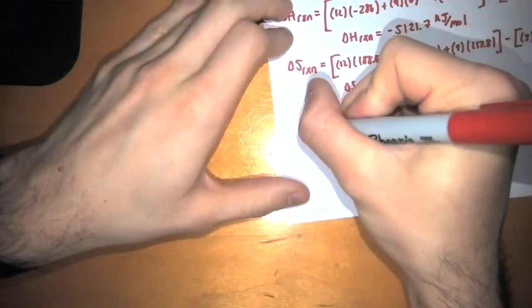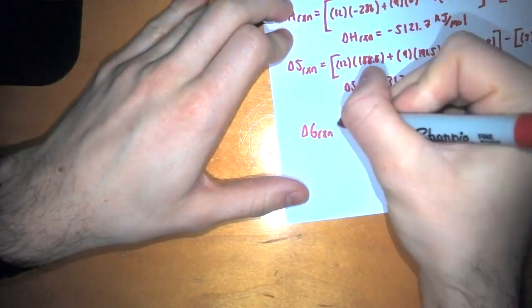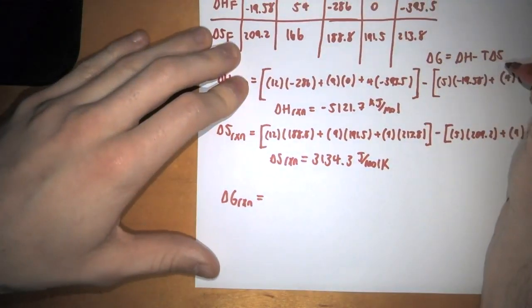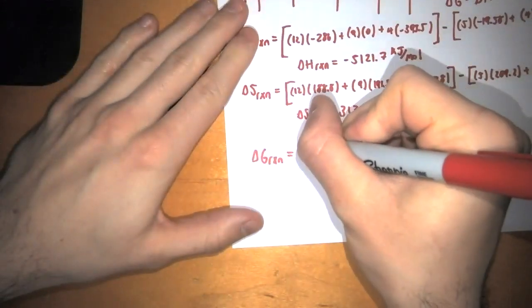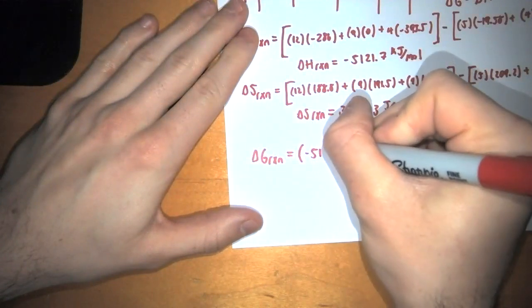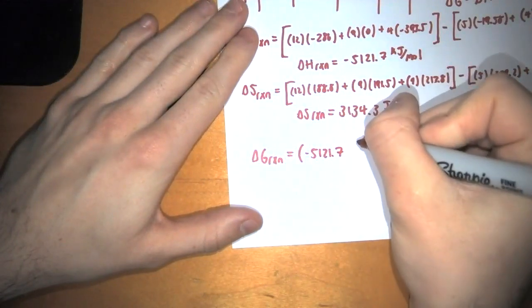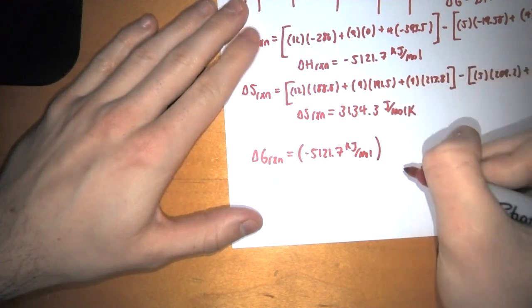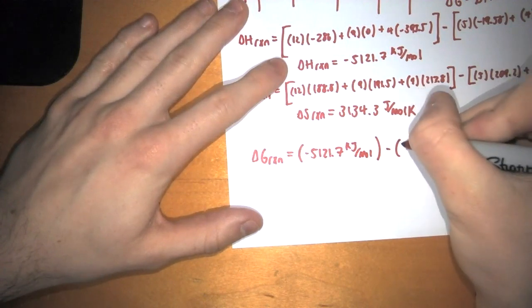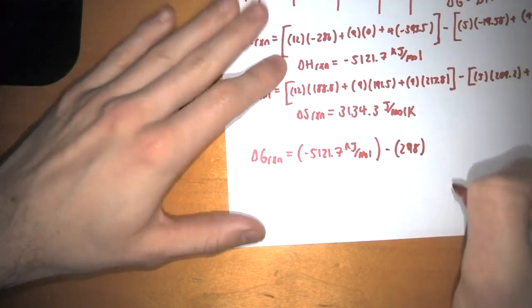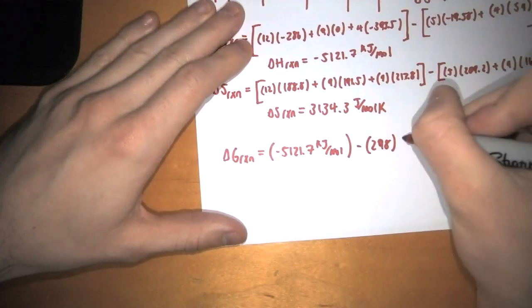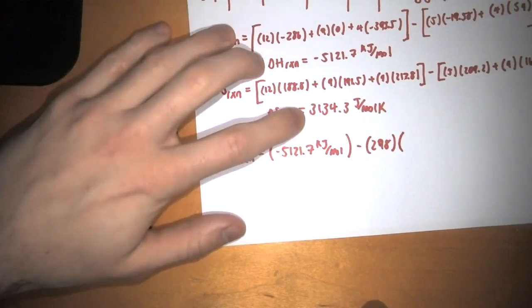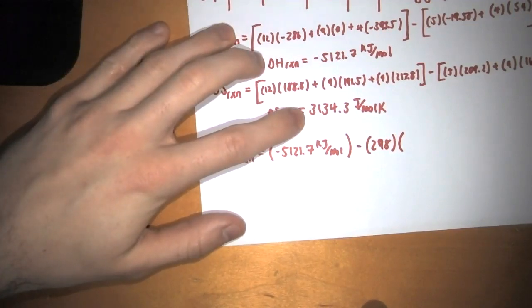So my delta G of the reaction is equal to, well, we know it's delta H minus T delta S, so let's fill in our values. Our delta H was negative 5121.7 kilojoules per mole, minus, well, my temperature, it was given, but again, we can always assume 298 if said otherwise. What is significant here? 3134.3 joules per mole Kelvin.